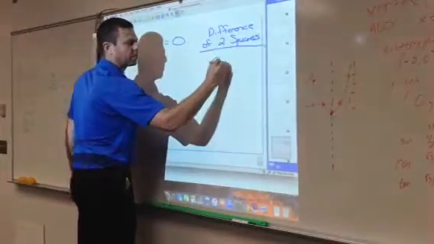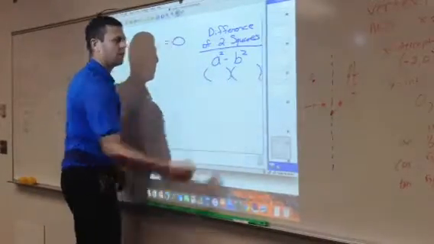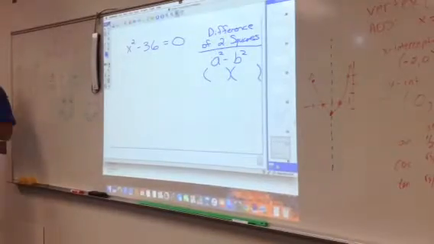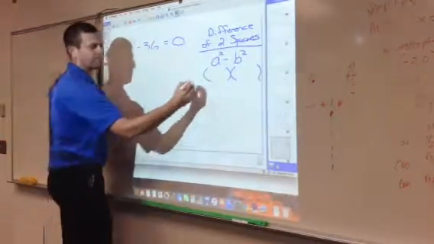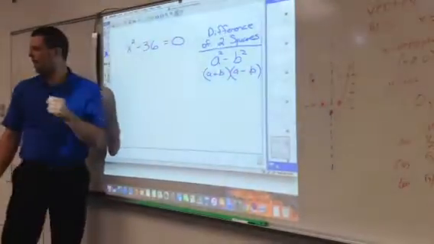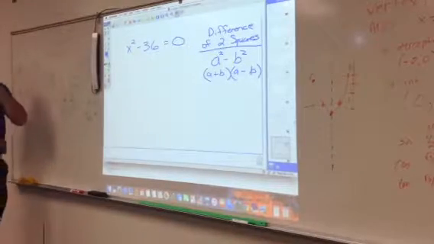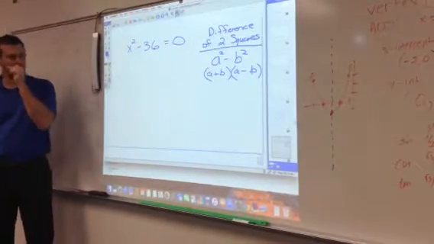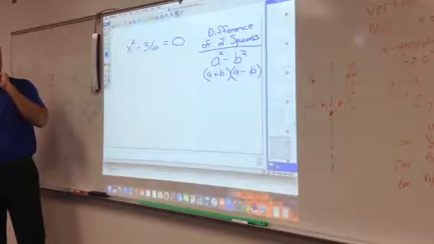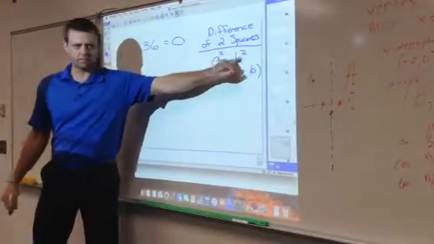If I have a perfect square minus another perfect square, it will always factor to just simply a plus b, a minus b. So be on the lookout for a difference of two perfect squares.